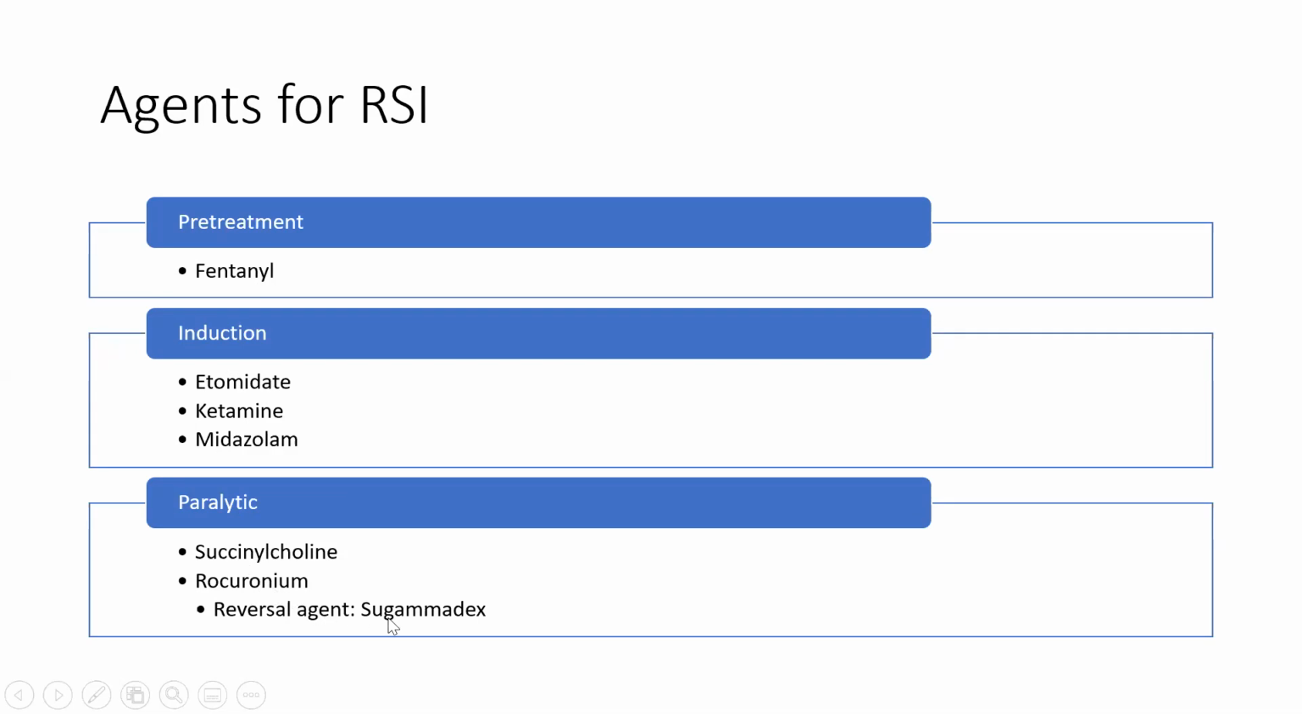Rocuronium has a reversal agent called Sugammadex. And so when we're talking with pharmacy, the plan will be to store rocuronium as well as Sugammadex within the medical intensive care unit so they can be available, both your paralytic as well as the reversal agent for your paralytic.